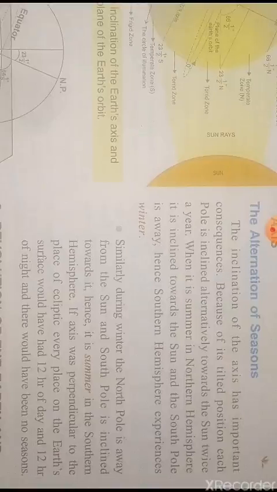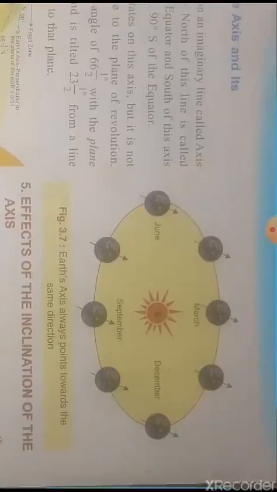Now let us study about the effects of rotation of the earth. There are so many effects of rotation. It causes alternation of day and night, variation in temperature, and different times of sunrise and sunset at different places of earth. Rotation of the earth causes a centrifugal force to develop, which causes the earth's poles to flatten and the equator to bulge slightly. Due to this reason, earth is an oblate spheroid.